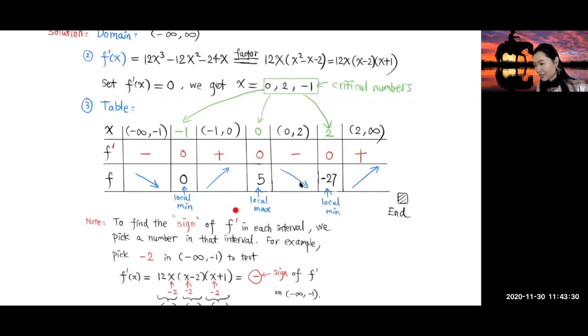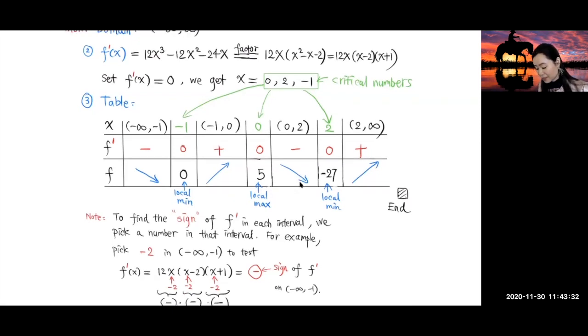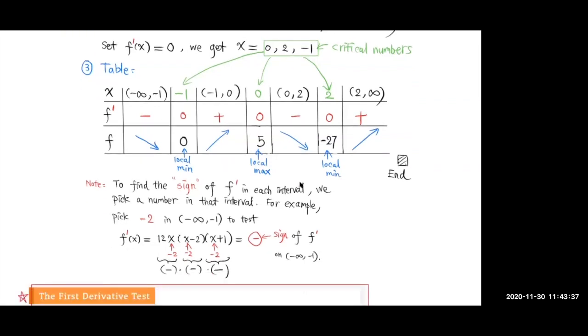And instead of writing a long paragraph, this table organizes everything. Okay. So this is the way that I do it. Any questions about this?